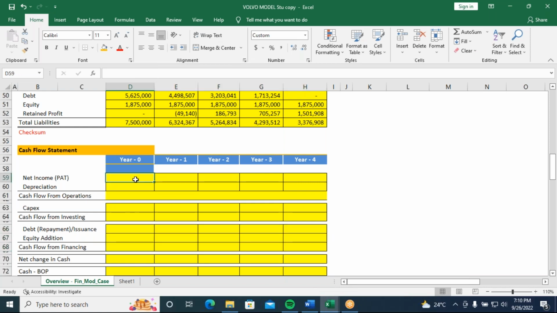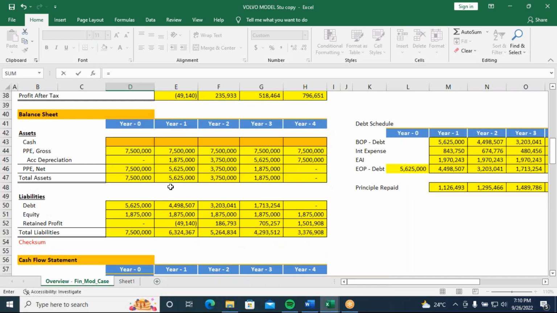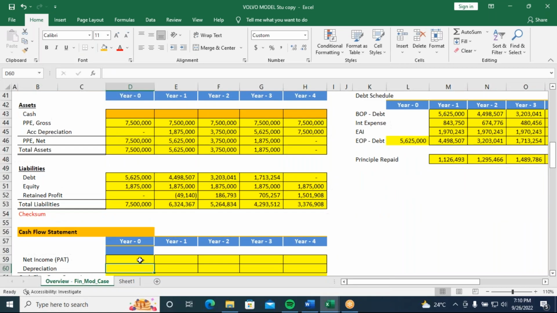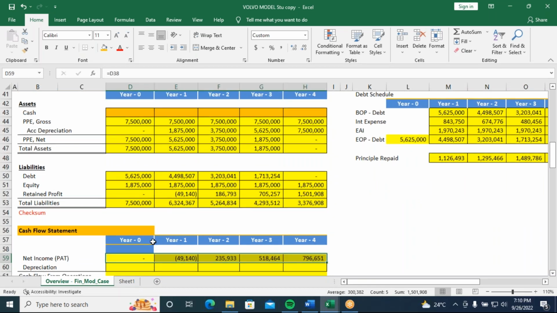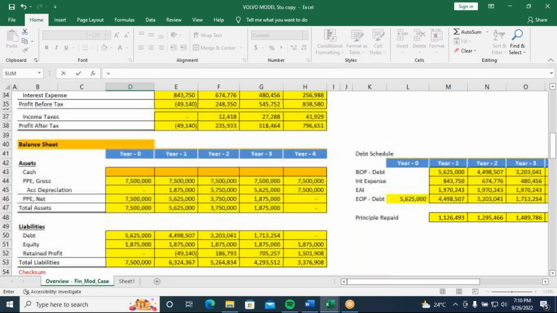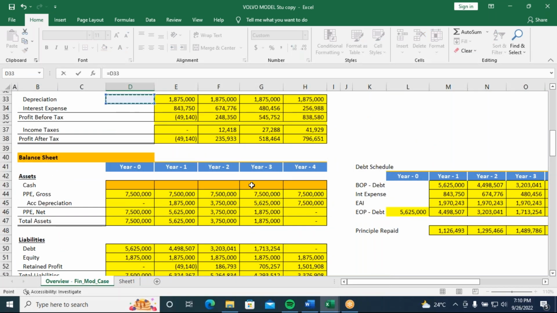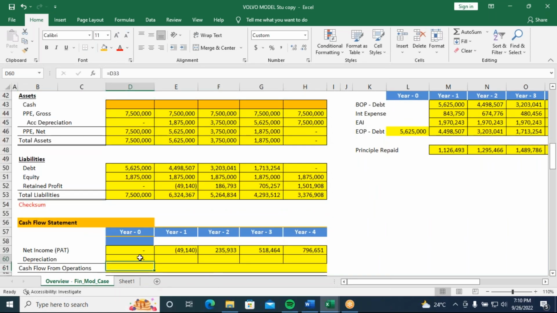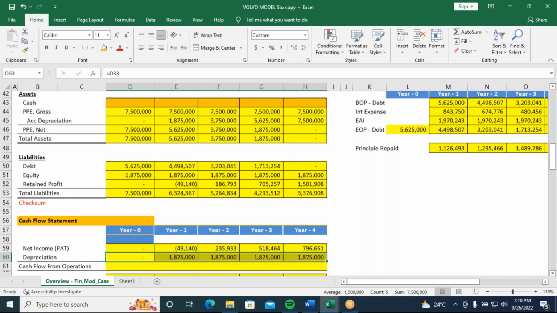So I have to take the PAT, that is profit after tax. That will be my net income. So I have to take the value of PAT. Okay, first here there is nothing, so I'll just select and drag it. Now depreciation is equal to my depreciation value. Initially there also we don't have any values. I'll select and drag till the last.